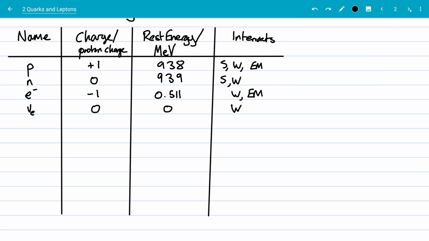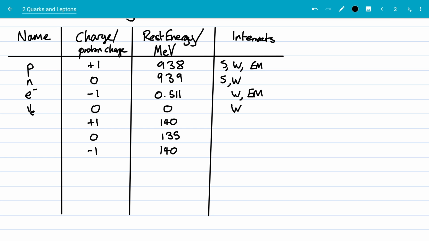So let's add our new particles then. We've got our pions. Now, we didn't call them pions at first. It went like this. We had particles, 3 of them, that we discovered with these 3 different charges. And they had rest energies of about 140, but these were slightly lower, 135 mega electron volts.